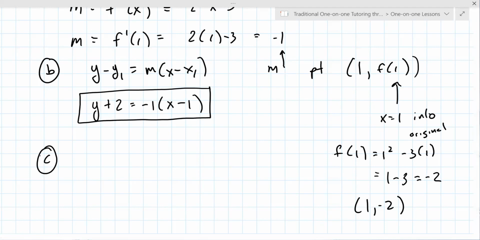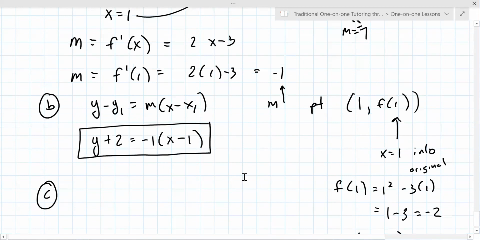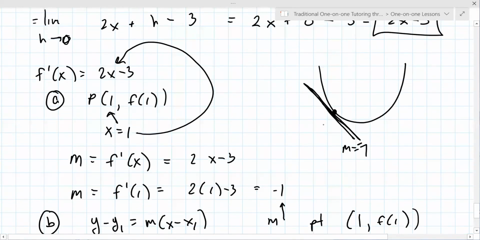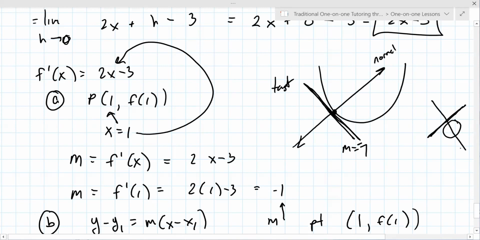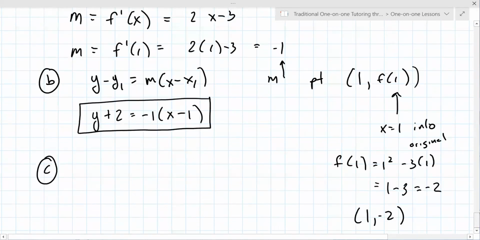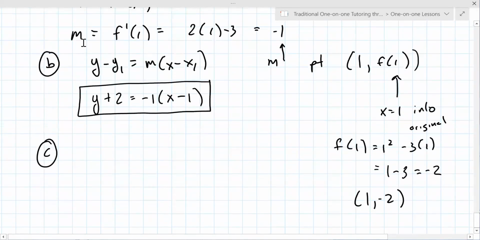So C is a bit out of scope for this class, but it's like another level to this question. The normal at P. So if I go back to the graph, this is the tangent line. This is the normal line. The tangent line is like touching it basically. Remember, normal is like going through. In geometry, the tangent to a circle, yeah, I remember this. So the normal has a relationship to the slope that you found in part A.